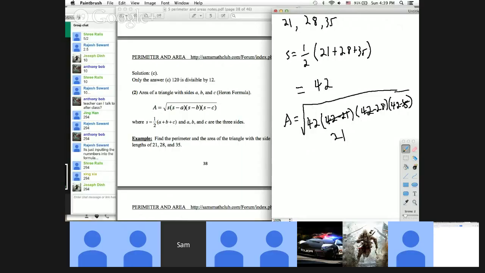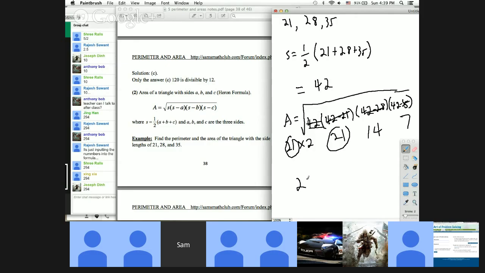This turns out to be 14. And this turns out to be 7. And then they're all under the square root. So since this is 21, 42 equals what? 21 times 2. So basically you have a 21 here and a 21 here, so you can take out a 21.